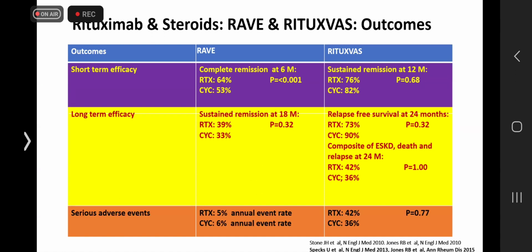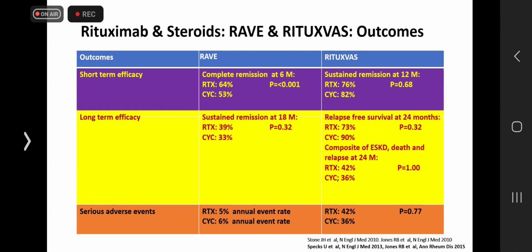And when you look at adverse events, this is even more important. Really, it did not make a difference whether you use cyclophosphamide or rituximab, which kind of tells you that maybe the main player in terms of adverse events could be the glucocorticoids.